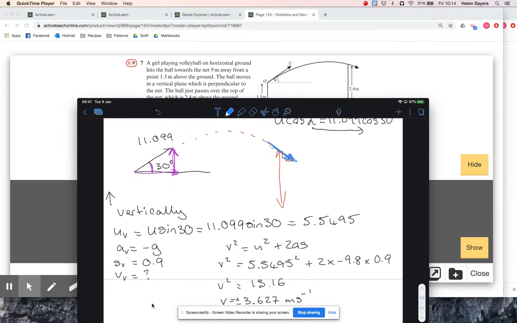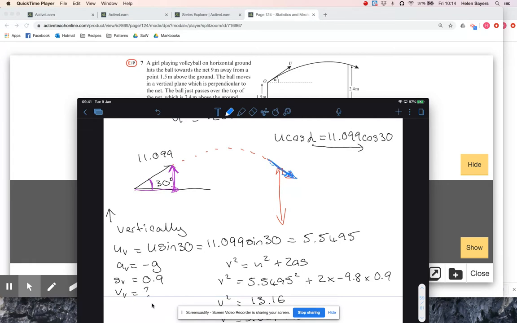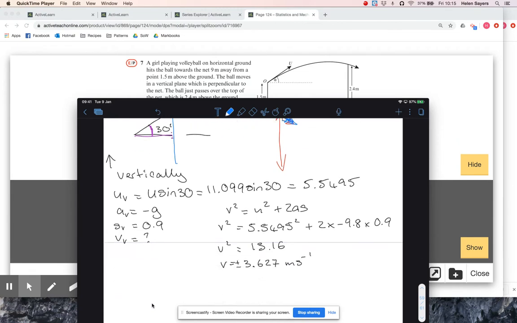So the reason there are two velocities is, if this is the path of the volleyball, there are going to be two points where the displacement is 0.9. There's a point on the way up, when the vertical velocity is positive, and then a point on the way back down, and that's the one we're after. So actually, because velocity is a vector, that is a negative velocity.